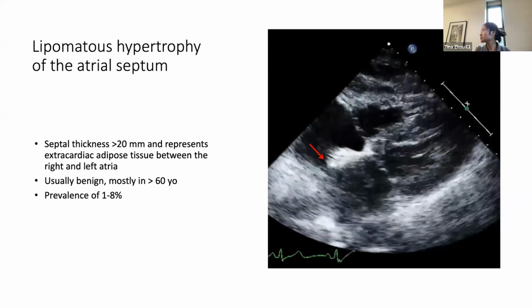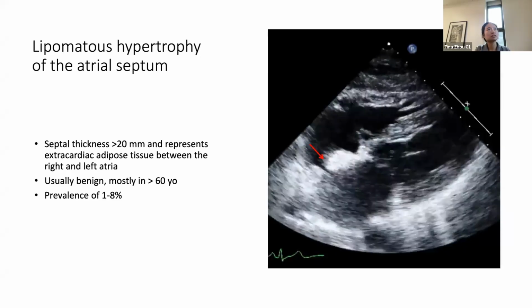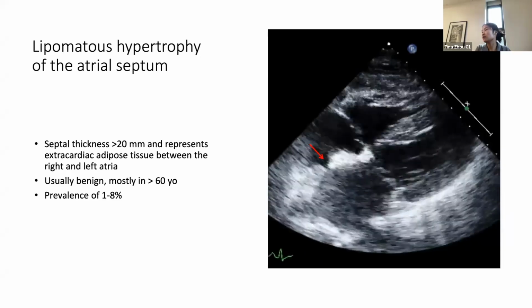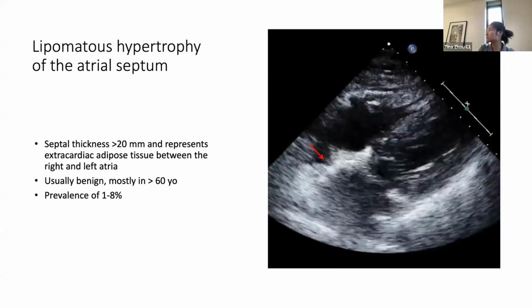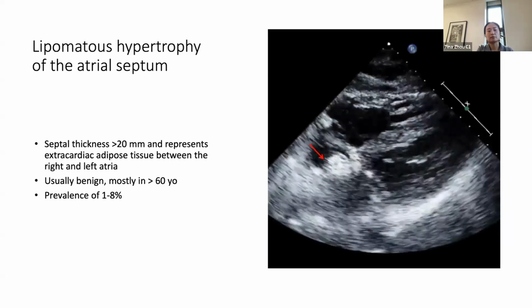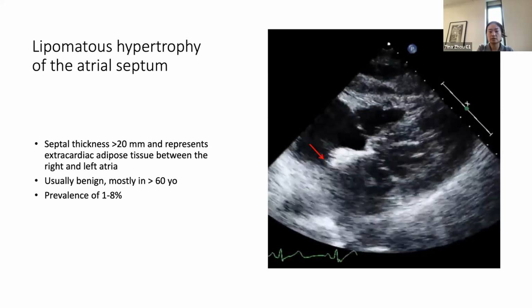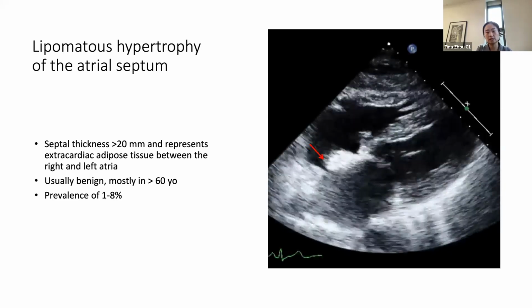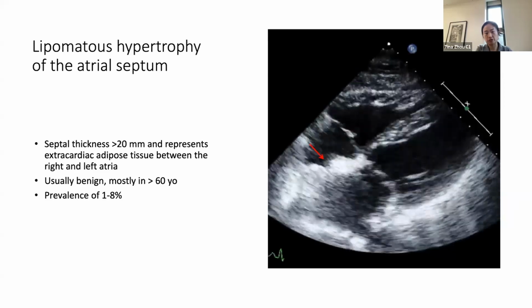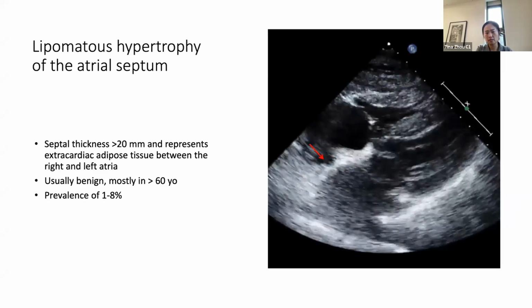It's generally benign. It's generally found in the elderly. It's often associated with fat elsewhere in the heart, so pericardial fat as well. It represents metabolic deposit over years. The prevalence is not super high, anywhere from 1 to 8%. I guess it will depend on what age group you're looking at. Generally benign.